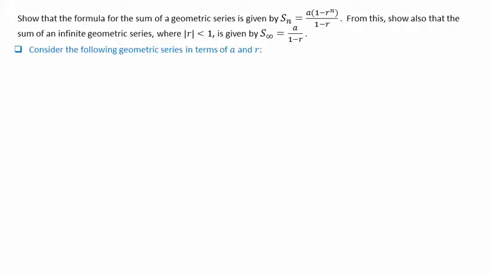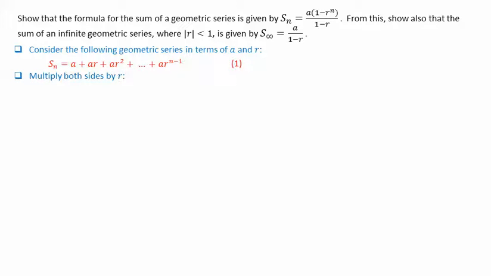First, consider the following geometric series in terms of a and r. Sn equals a plus ar plus ar squared all the way up to ar to the n minus 1. Note that each time we get another term, we're multiplying by r. We'll call this equation 1.